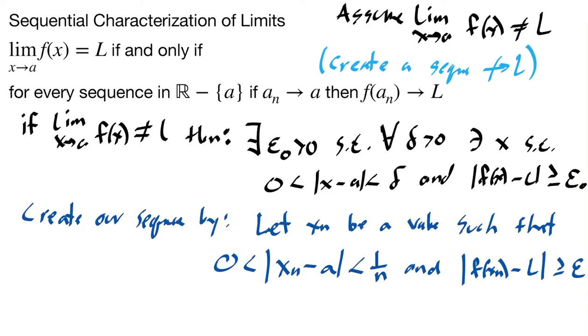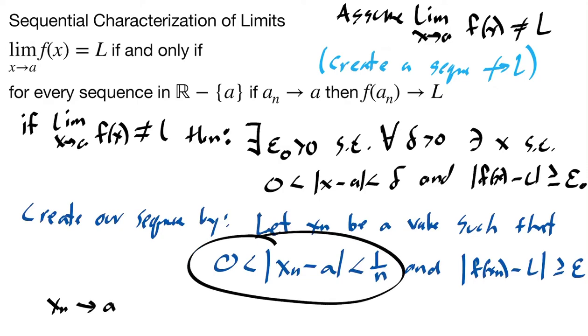Okay, so what you see is that we let x of n be a value such that our x of n's are within 1 over n of a, but the f of x of n's are greater than epsilon naught from L. And then what you'll see is that two things must be true. First, the x of n values must converge to a, and that's by this statement right here, because the absolute value of x of n minus a is less than 1 over n. But the f of x of n values can't converge to L because they're always bigger than epsilon from L. They're never less than epsilon from L.